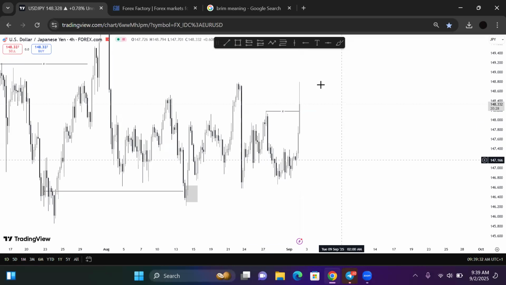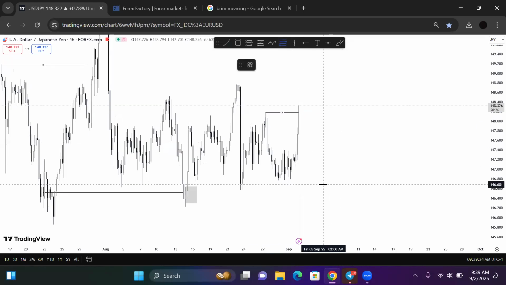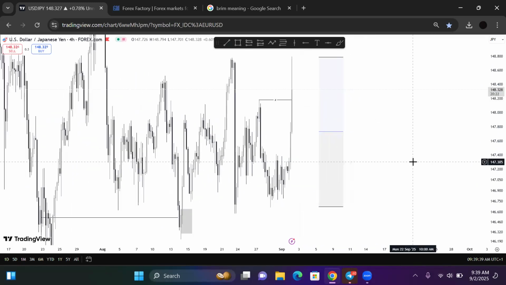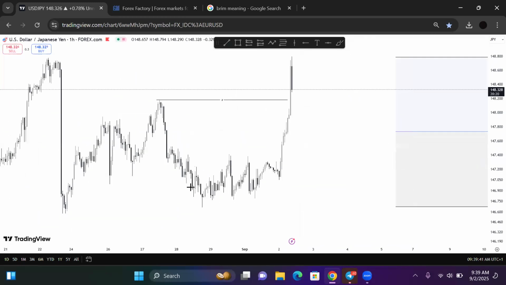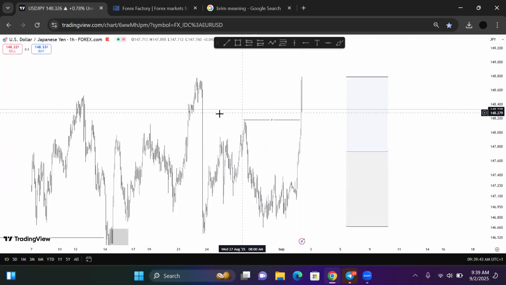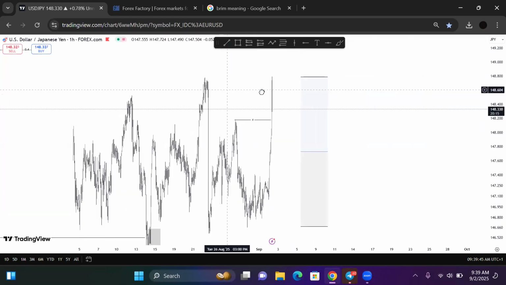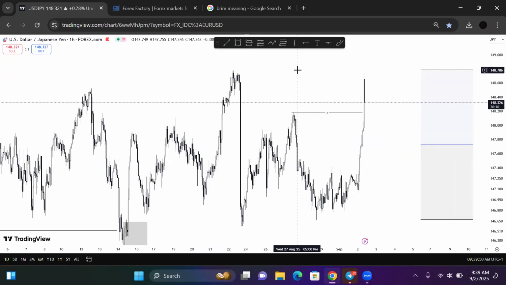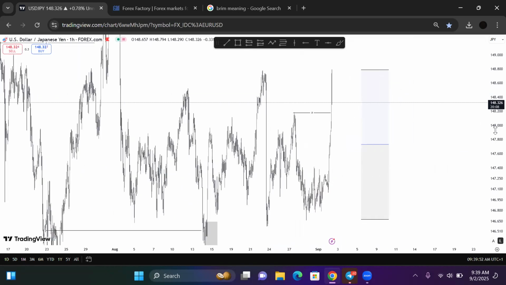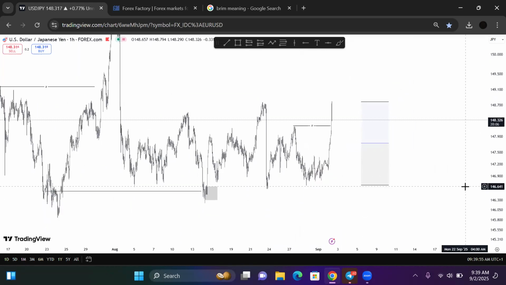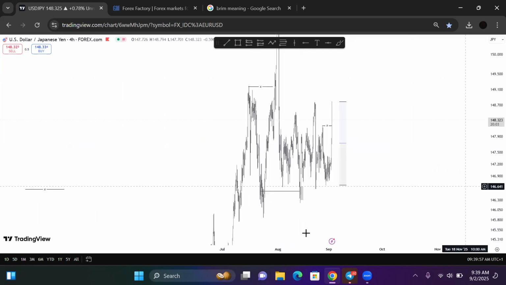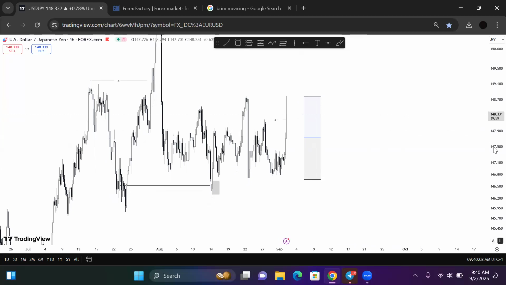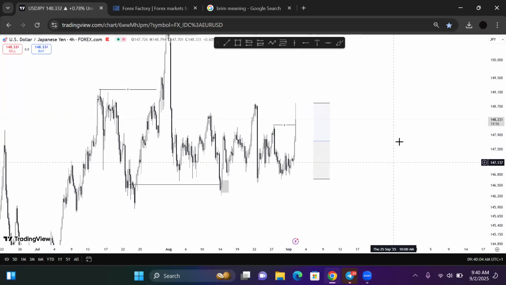So seeing this, I know that my range is from around this low to this high. I will just patiently wait to see if the market is going to give me any entry model. I'm just going to be patient with this market and wait to see what it is going to do. Right now, I don't have any trade setup, but I just have direction in mind.